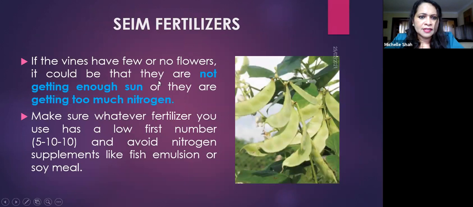If the vines have few or no flowers, it could be that they are not getting enough sunlight or they are getting too much nitrogen. Make sure the fertilizer you use has a low first number, that is the nitrogen, being 5, and avoid nitrogen supplements like fish emulsion or soy meal. So the fertilizer used must have a low nitrogen amount.